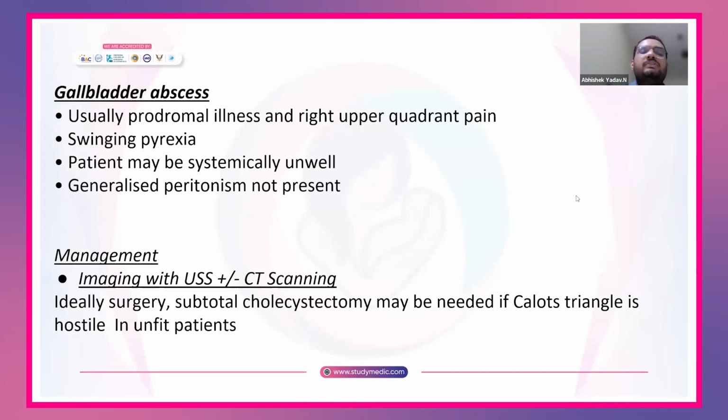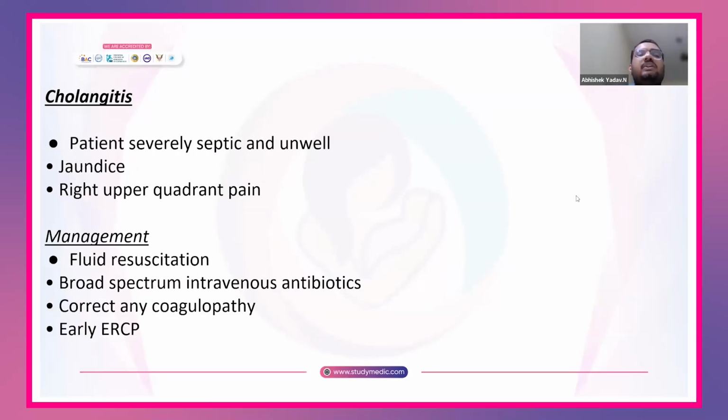Management: diagnosis by imaging, by USG with or without a CT scan, and surgery will be an excision. Cholangitis, we already read about this. Management includes fluid restriction, broad-spectrum intravenous antibiotics for a prolonged duration, and early drainage, which will be helpful for us.